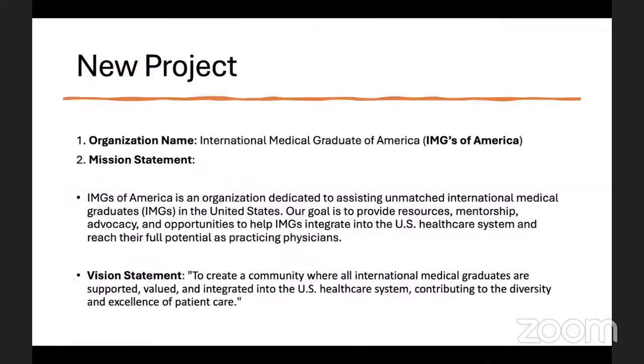So I came up with a new project. The organization name, I named it International Medical Graduates of America. The mission statement that I came up with: IMG of America is an organization. Of course, now it's an organization. I started filing the right paperwork, but because I'm moving from state to state, I'm waiting until I go to Michigan, and from there we'll refile the correct paperwork for the area where I'm going to be residing. So again, it's an organization dedicated to assisting unmatched international medical graduates in the States.